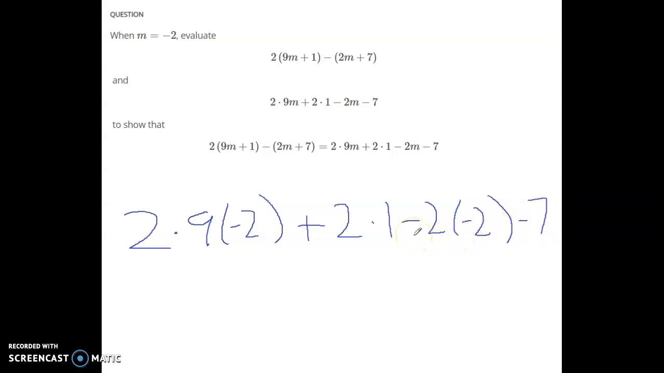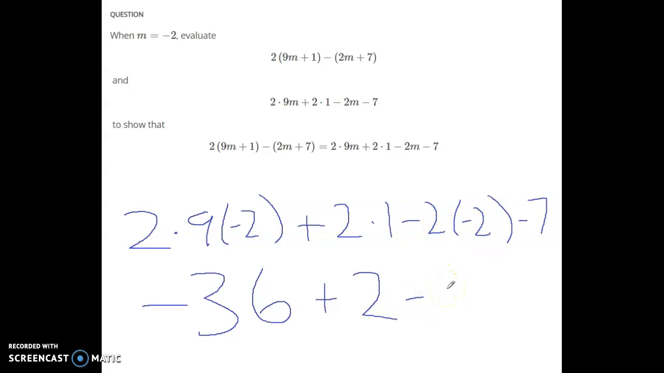So doing this, the parentheses are all a single number, so nothing to do inside of them. I can move on to multiplication. So 2 times 9 is 18. I'm just moving left to right with my multiplication. 2 times 9 is 18. Times 2 more would be 36, and it's negative, so -36 plus 2 times 1 would just be 2. And then minus 2 times -2 would be a minus -4.